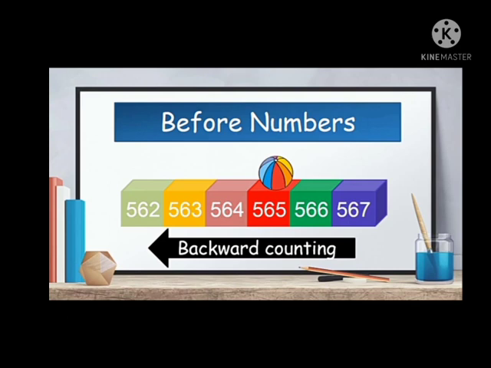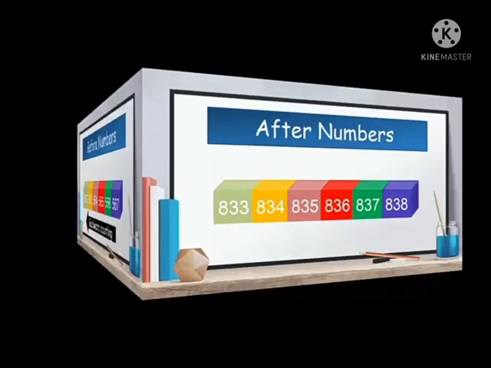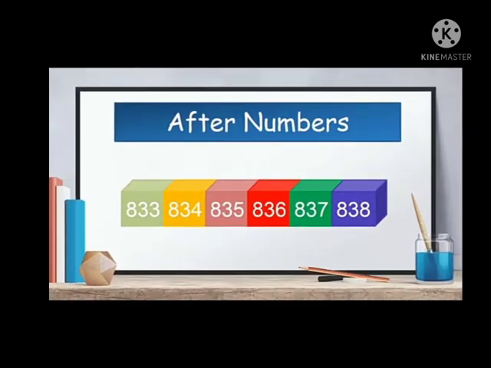Then the next before number of 565 is 564. Then the before number of 564 is 563. Again the before number of 563 is 562. Now you got what a before number is? Before number means we count the numbers in backward direction.